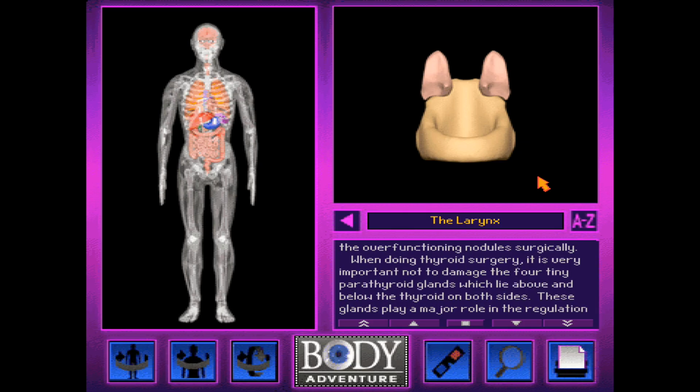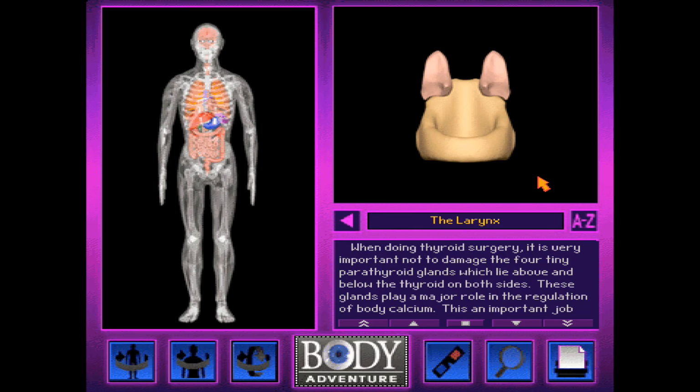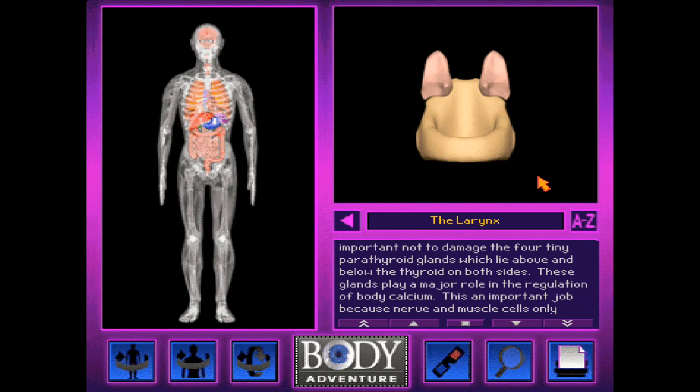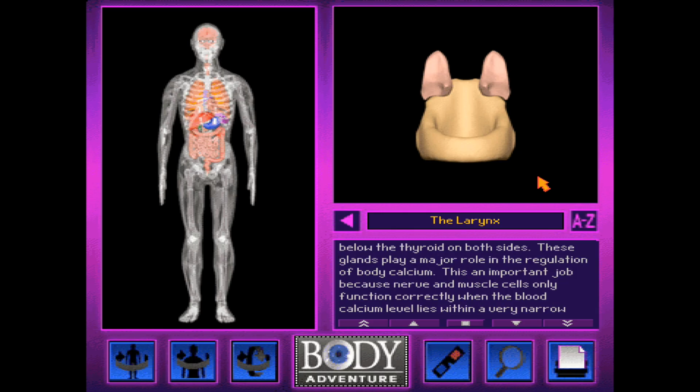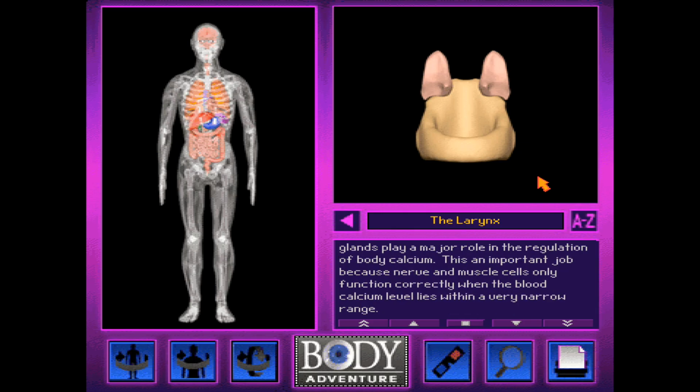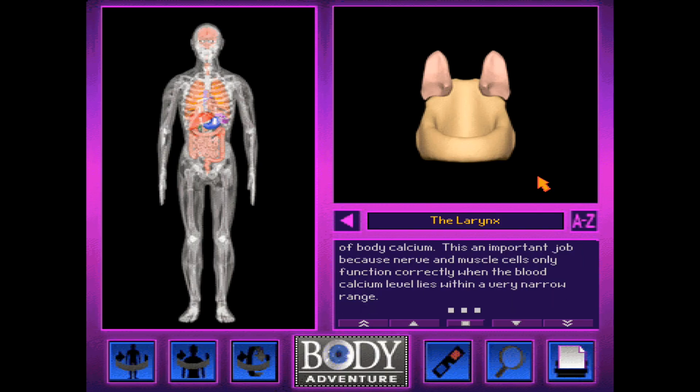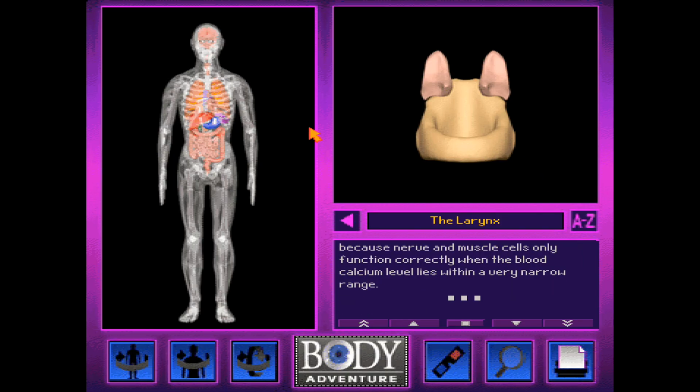When doing thyroid surgery, it is very important not to damage the 4 tiny parathyroid glands which lie above and below the thyroid on both sides. These glands play a major role in the regulation of body calcium. This is an important job because nerve and muscle cells only function correctly when the blood calcium level lies within a very narrow range.